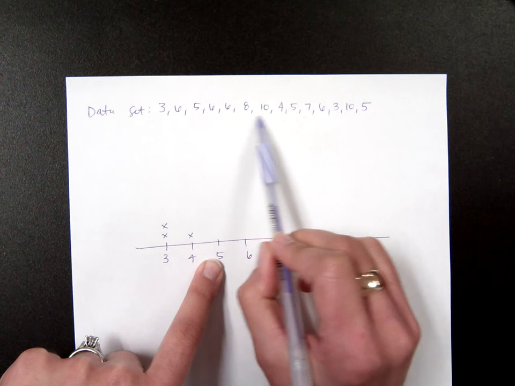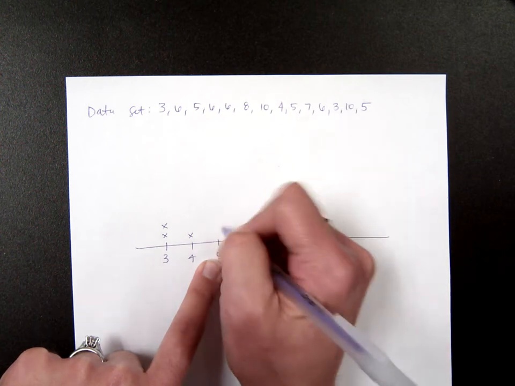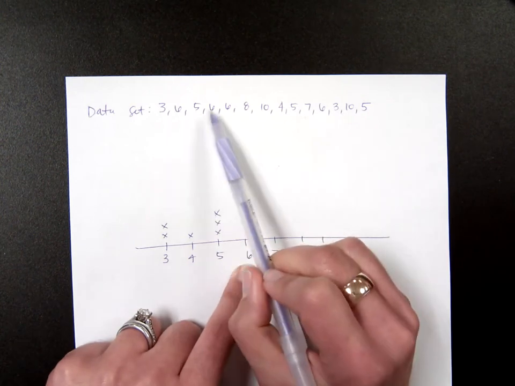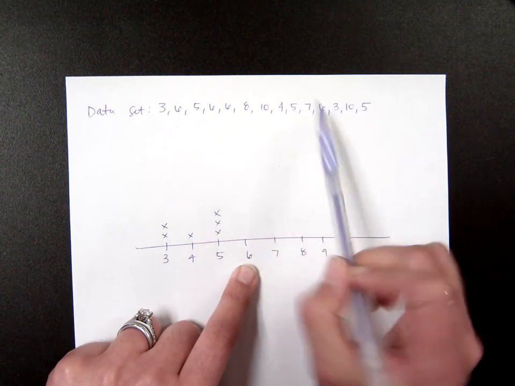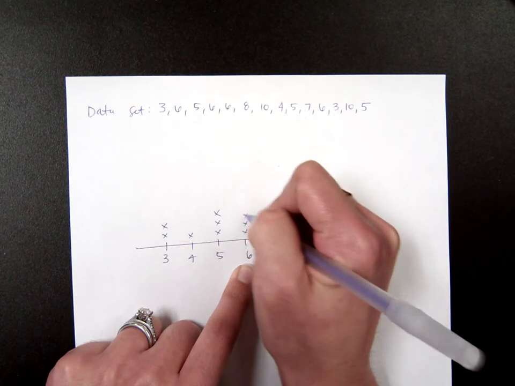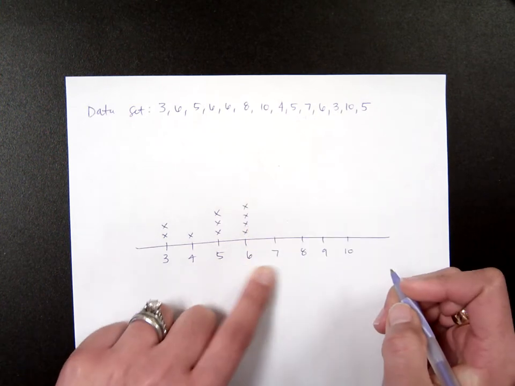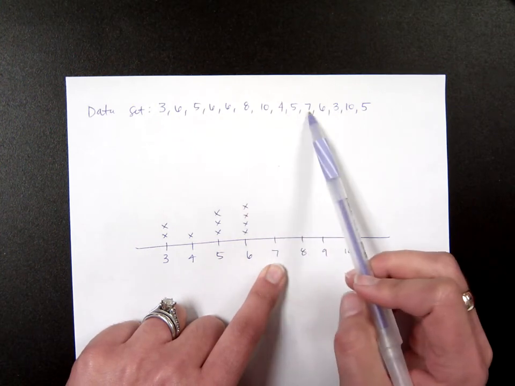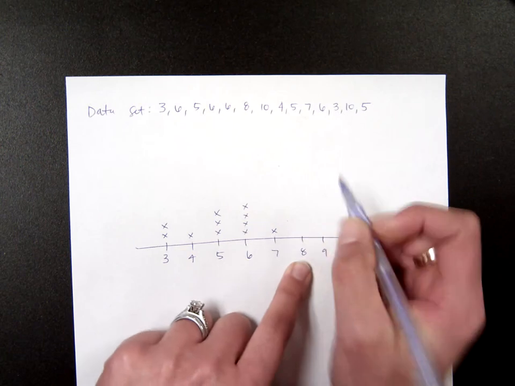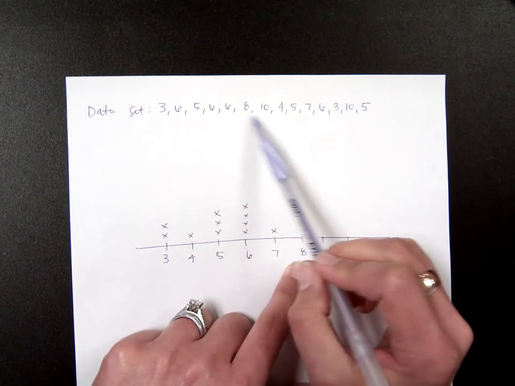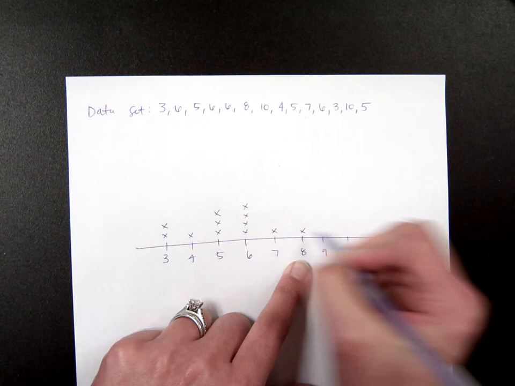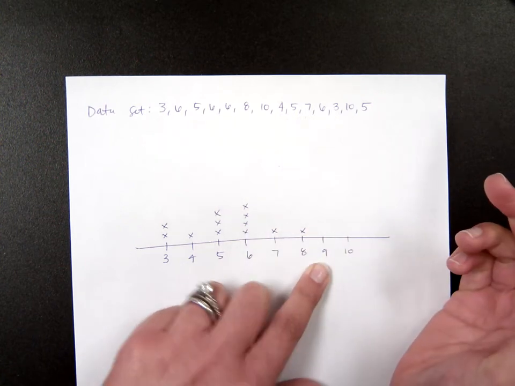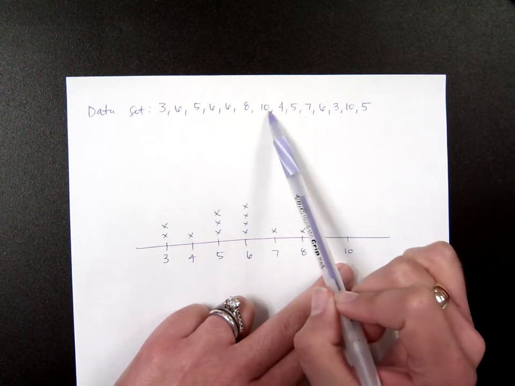5s, I have 3. So I put 3 there. 6s, I have 4. So I put 4 X's. 7s, just 1. 8s, just 1. 9s, I don't have any, so there's no dot there. And then 10. 1, 2.